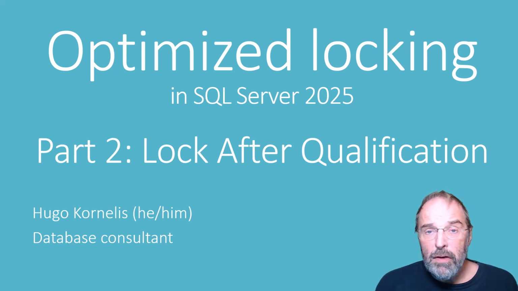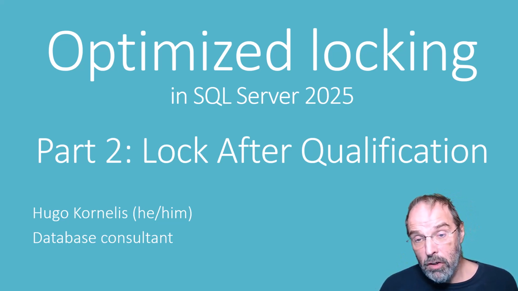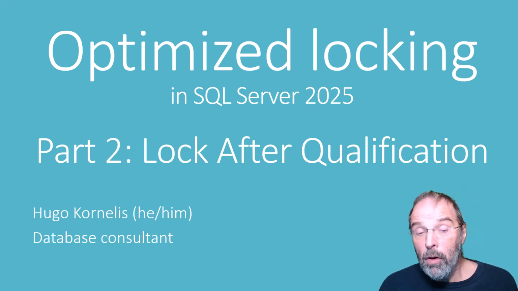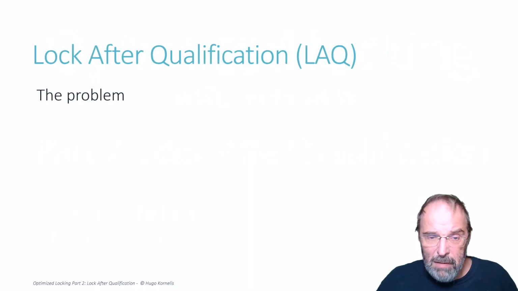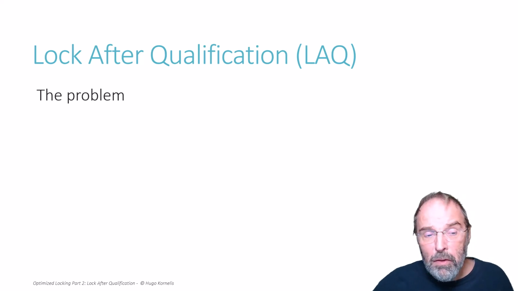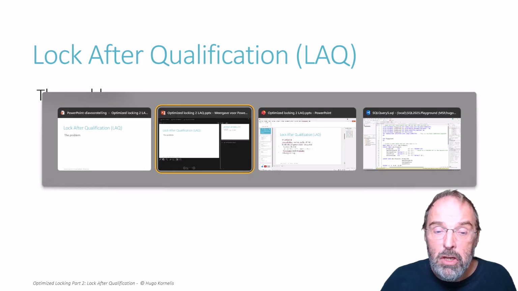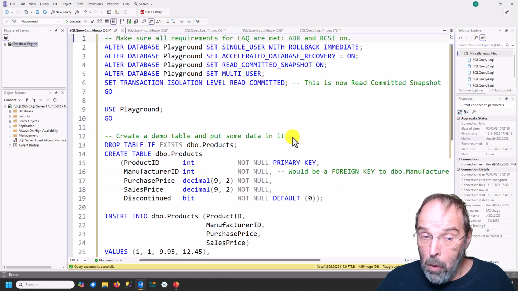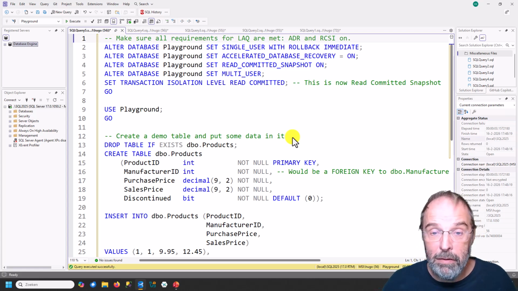In my previous video I looked at transaction ID locking, which is one of two parts in the optimized locking feature. Let's look at the other part of optimized locking, which is called Lock After Qualification. And to understand why Microsoft built this, let's instantly jump into a demo to see what problem there was and is fixed by this feature.